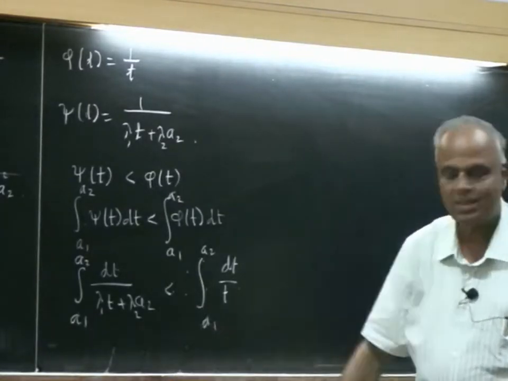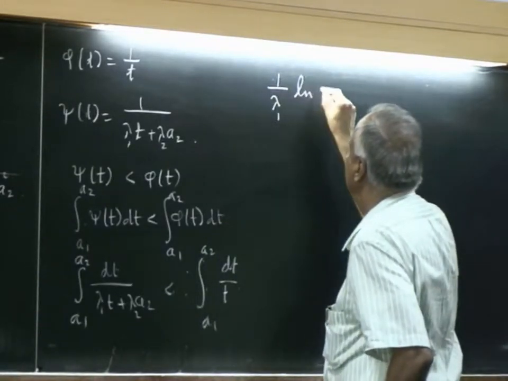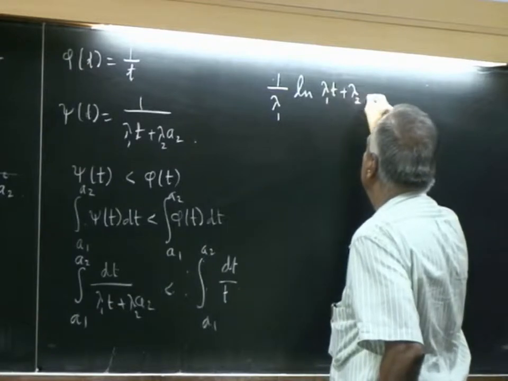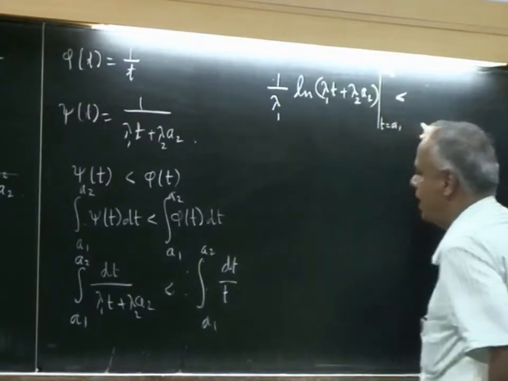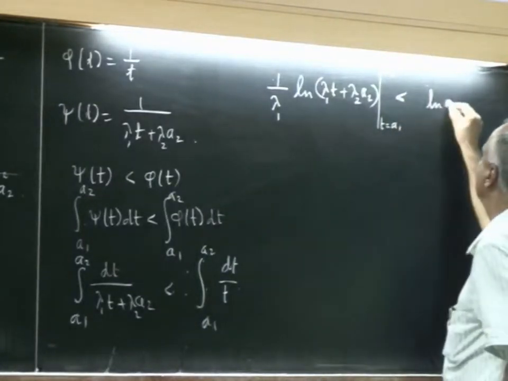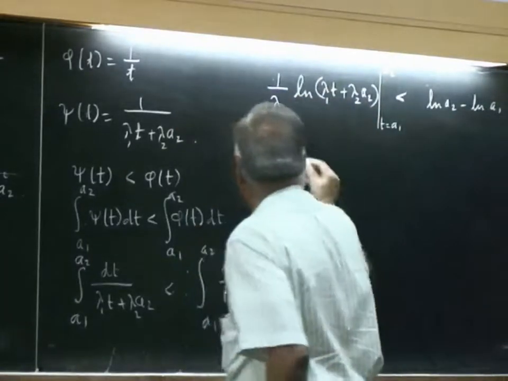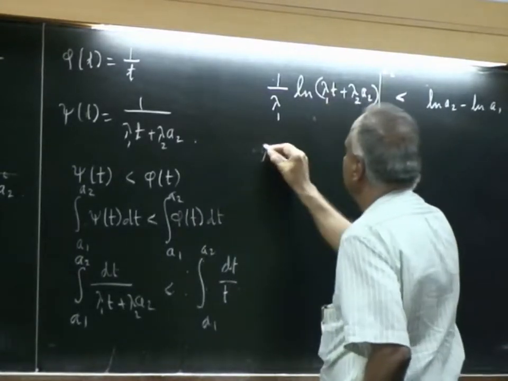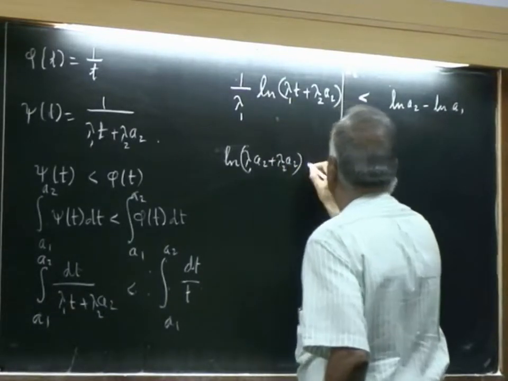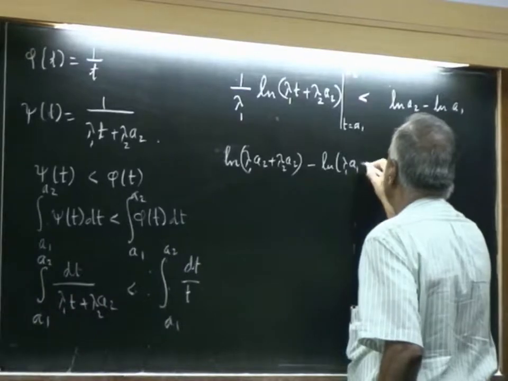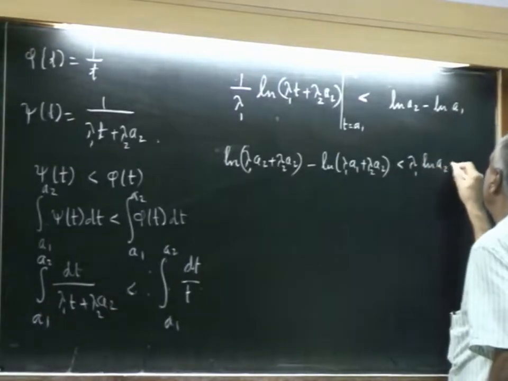What is the integral of this? Put this as some u and do all the integration. It is 1 over lambda 1 log of lambda 1 t plus lambda 2 a2, for t between a1 and a2, is less than log t, so it is log a2 minus log a1. Or you take the lambda 1 to that side, simply look at what you get: log of lambda 1 a2 plus lambda 2 a2 minus log of lambda 1 a1 plus lambda 2 a2. Take the lambda 1, that is positive, so you can push it to the other side.